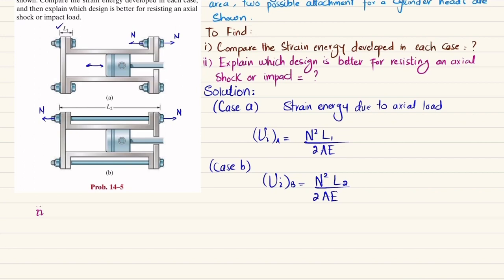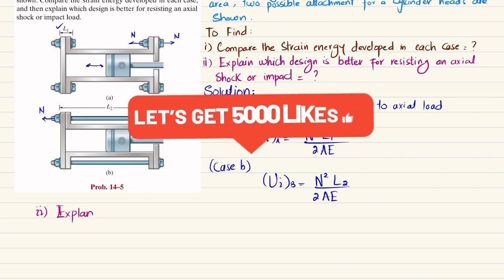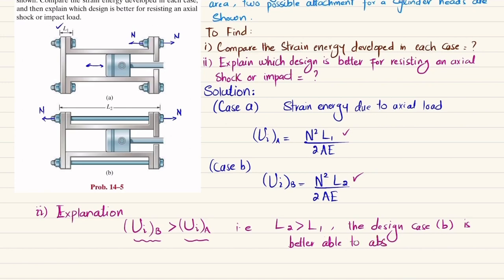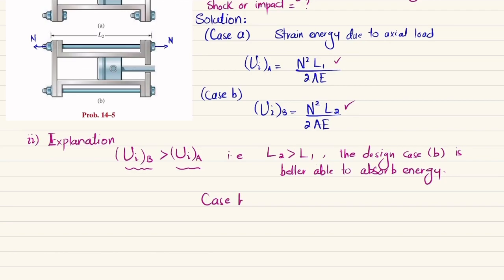Now in the second part, we have to explain which design is better. You can see U_i for B is greater than U_i for case A. Why? Because here the length is increased. All other factors are the same, but the length is increased in case B. Therefore U_i for B is greater than U_i for A, the strain energy in case A. The reason is that L2 is greater than L1. So the design in case B is better, able to absorb more energy. So our answer is case B is the better choice.